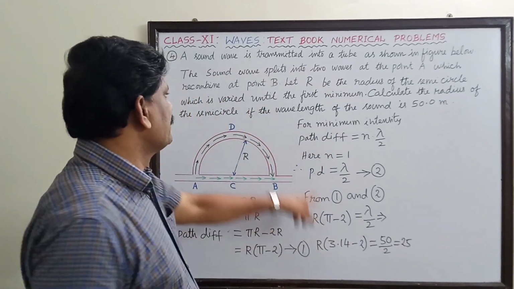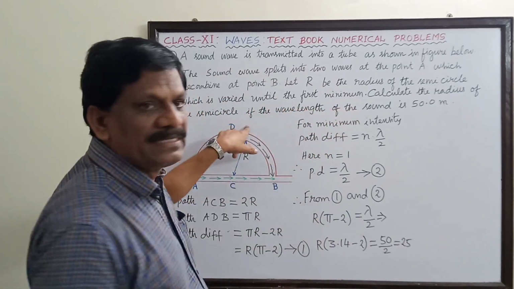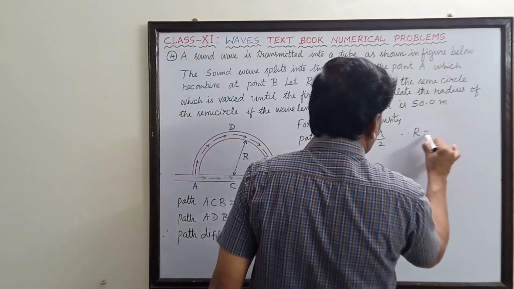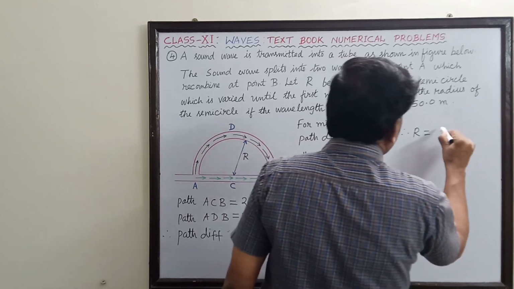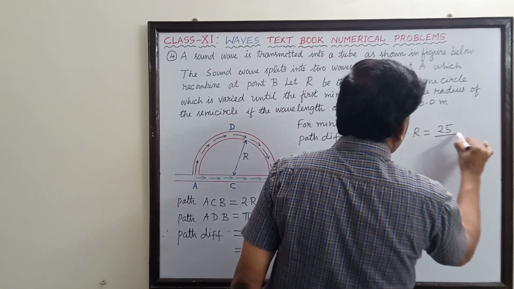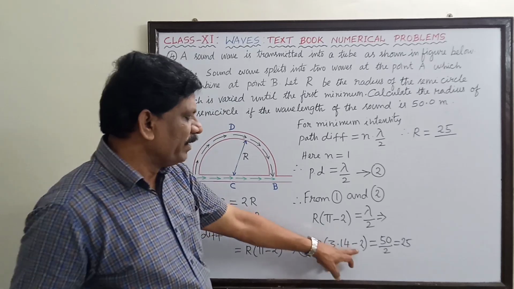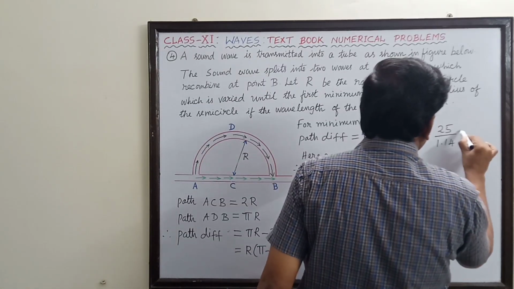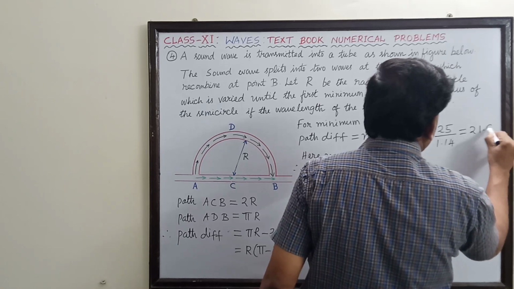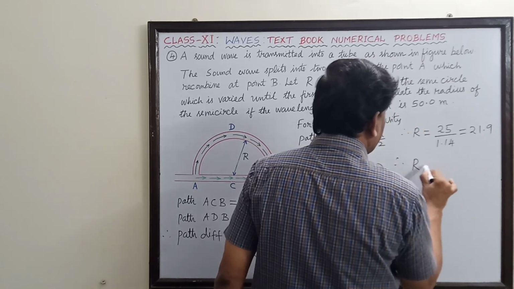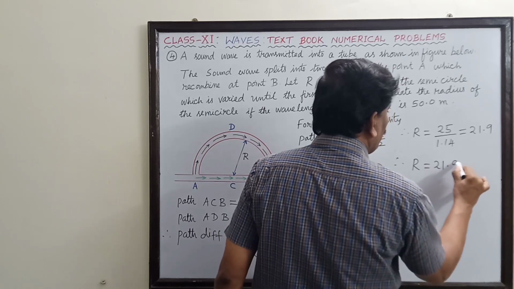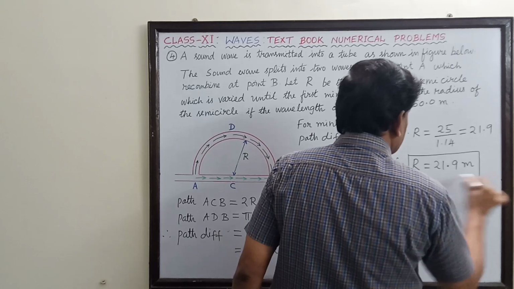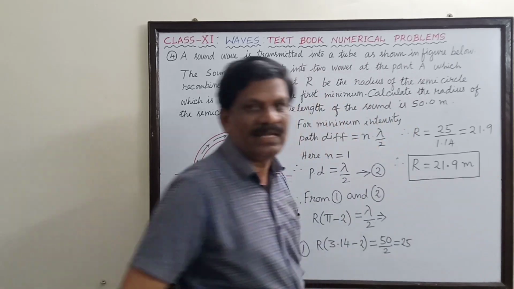We need only the radius now. So calculate the radius of the semicircle. Therefore, the radius R is equal to 25 divided by (3.14 minus 2), which is 1.14. So this is equal to 21.9. Therefore, the radius is 21.9 meter. So this is the expected answer.